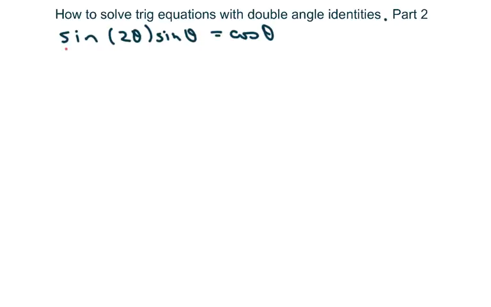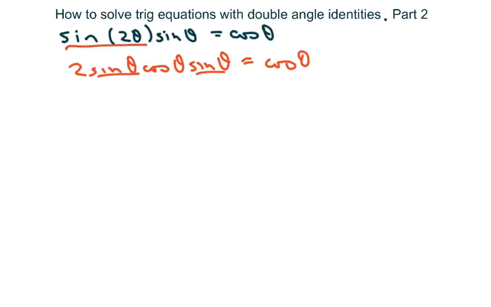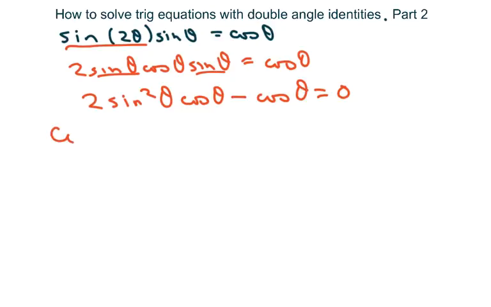For this one I'm going to just use my double angle identity for sine. I'll go ahead and write it like this. Clean this up. There's 2 sines here, so we have 2 sine squared of theta times cosine of theta, and I'm going to subtract the cosine of theta and set this to 0. Now we're going to factor out the cosine of theta. We get 2 sine squared of theta minus 1.